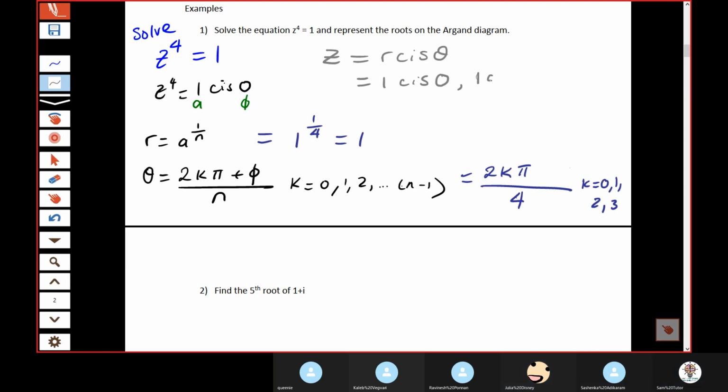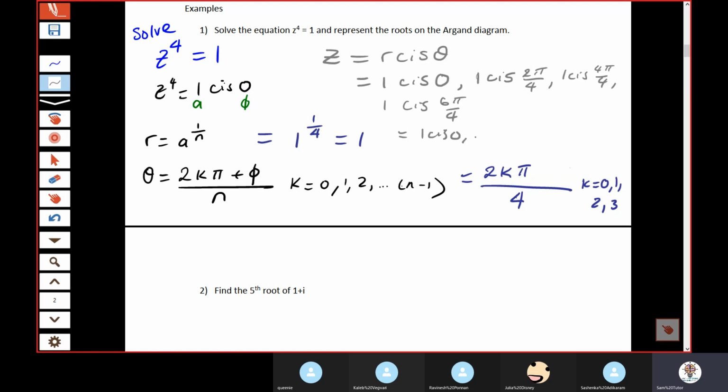1, cis. You sub in 1, what do you get? 2 pi on 4. Do you get the idea? And we're almost done. 6 pi on 4. And that's it. Those are your 4 answers. I know they look weird, but they're all right. Let's just simplify them.